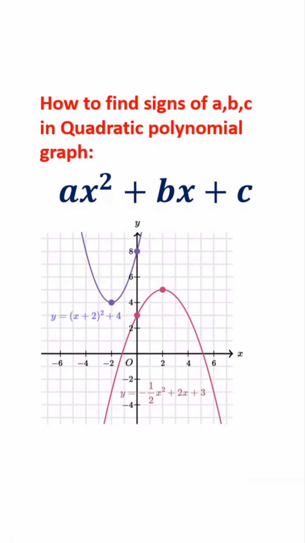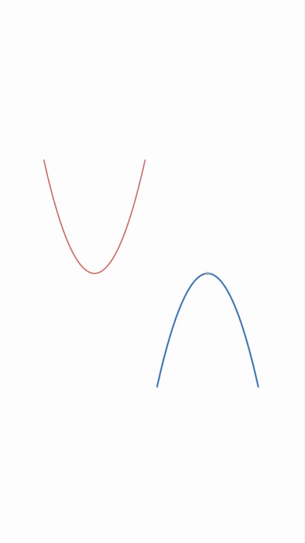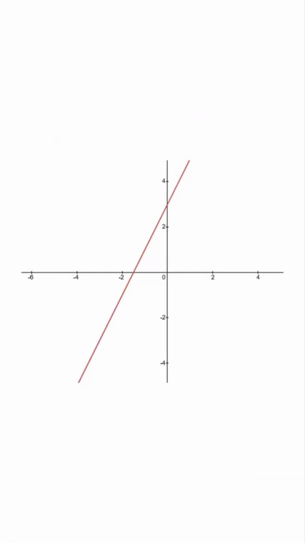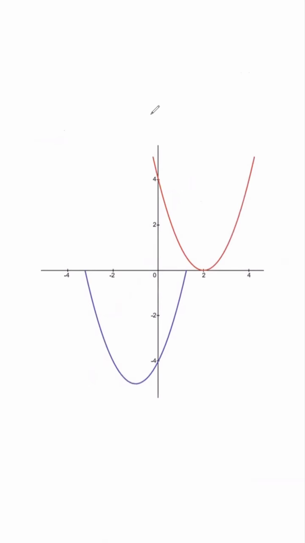So how to find the sign of A, B, and C? If the parabola is opening upwards, then A is greater than 0. If the parabola is opening downwards, then A is less than 0. If the value of A is equal to 0, it will be a straight line. Now let's look at the value of C.